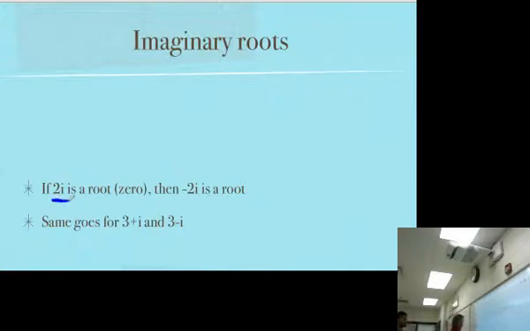If 2i is a root or a zero, in other words, if I take 2i and replace the x's in an expression with it and solve it out, it'll spit back 0 when I get done. Okay, that's called a root. If 2i is a root, negative 2i also has to be a root. And if 3 plus i is a root, that means 3 minus i, its conjugate, is also a root. So if 4 plus i was a root, then 4 minus i also has to be a root. So when we get to finding roots and zeros, that's going to be helpful.